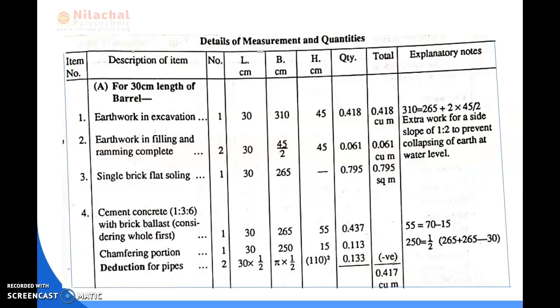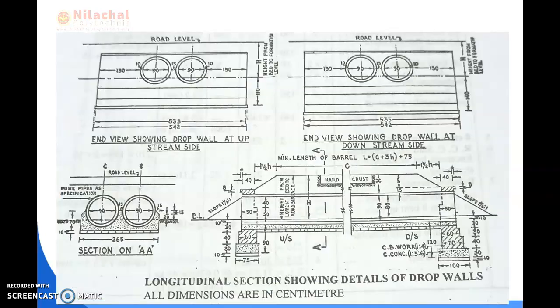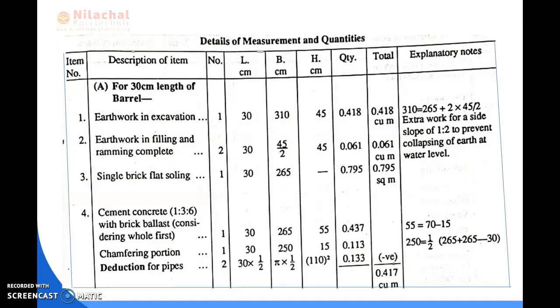The end view showing the drop wall at the downstream side: the length is provided as 542, and the height of excavation is how much? 140, from the top of the swelling to the bed level. Then we add the swelling distance to define the excavation height. The 140 plus swelling distance 10 is equal to 150. The same formula we put here.